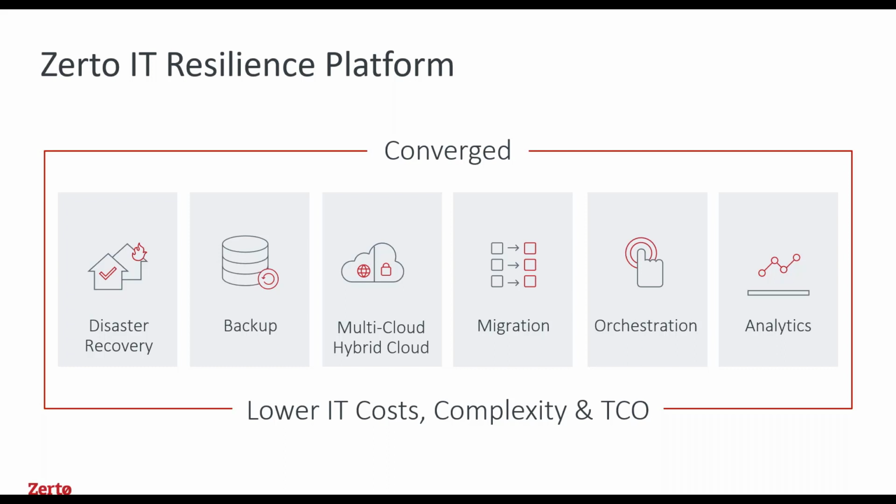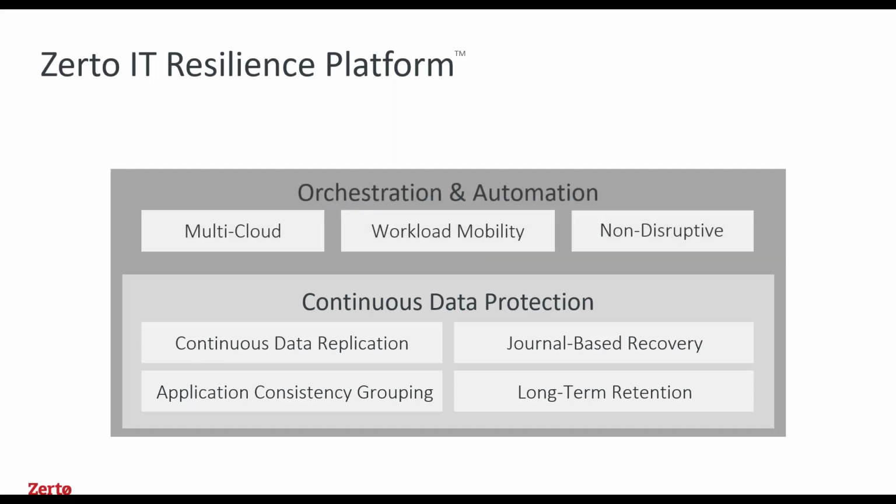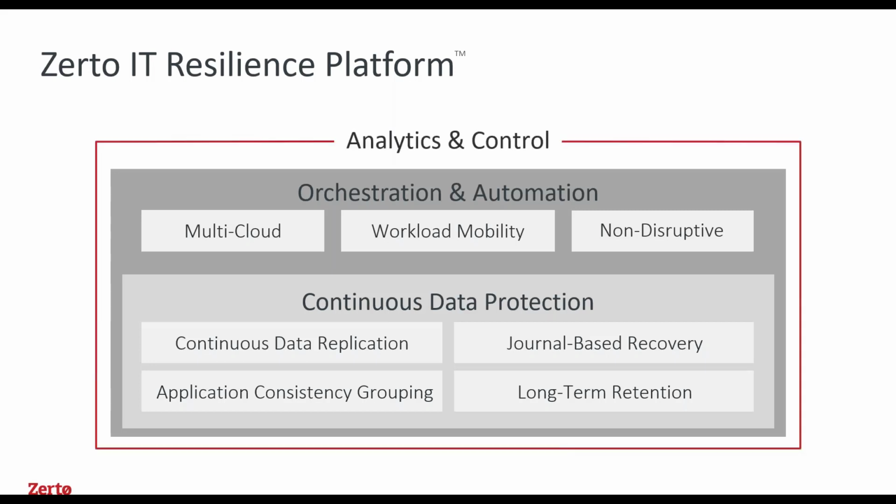Now, let's look under the hood a bit of the IT Resilience Platform so you know exactly what it consists of. The platform, as already mentioned, is based on a foundation of continuous data protection. That is at the core of enabling resilience. Orchestration and automation is built in because you can't modernize and innovate if it's not automated and simple. Analytics and control, providing complete visibility across multi-site, multi-cloud environments.